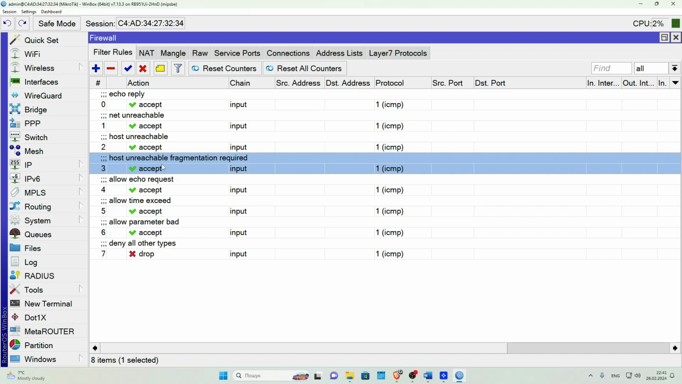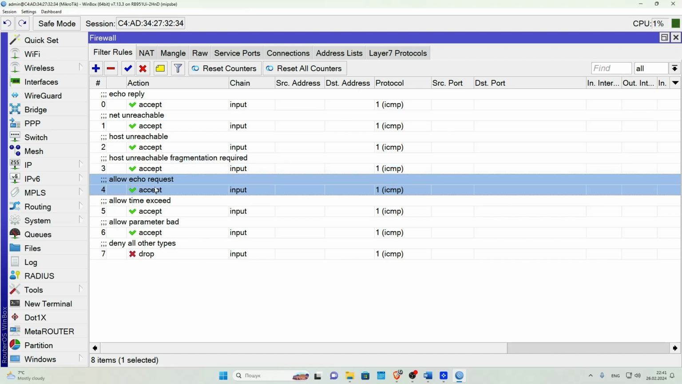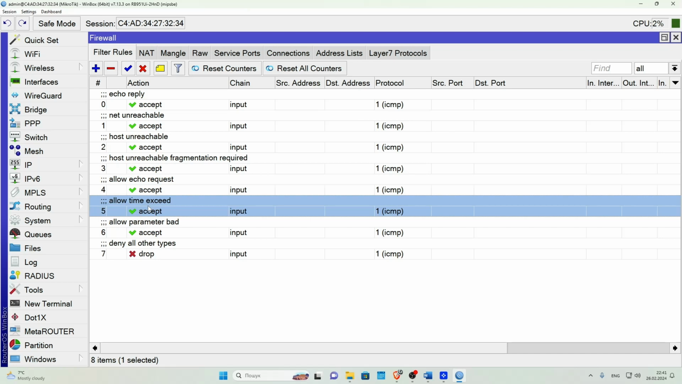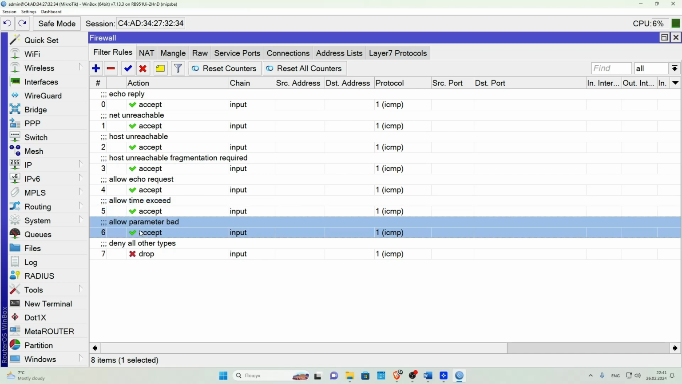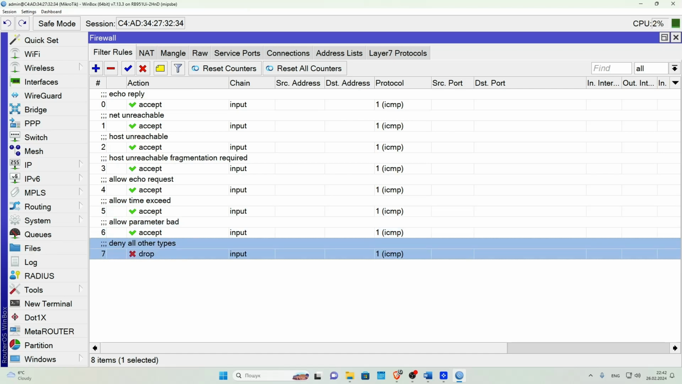Echo request, 8:0. This type of ICMP packet is used for echo requests, often used for network diagnostics. Time exceeded, 11:0. This packet indicates that the time to live, TTL, for the packet has reached 0. It's used for detecting routing problems. Parameter problem, 12:0. This packet indicates that there are parameter errors in the IP header of the packet. This may include incorrect header length or incorrect parameters.